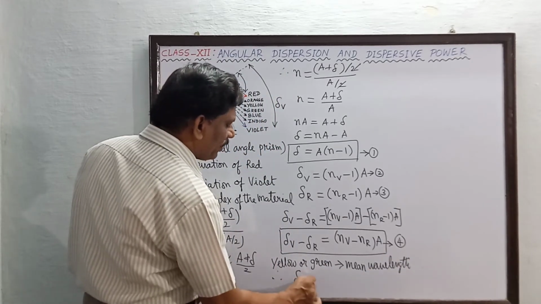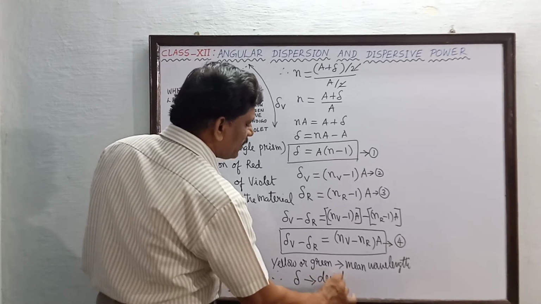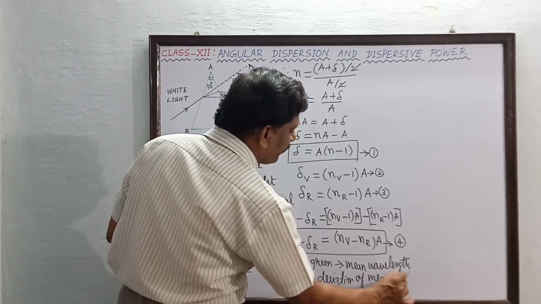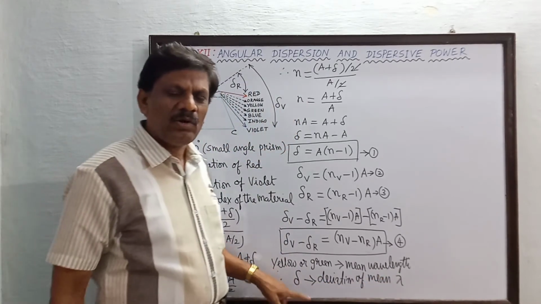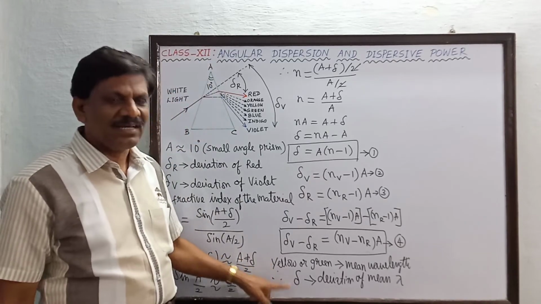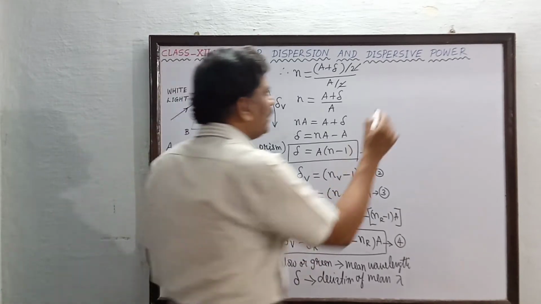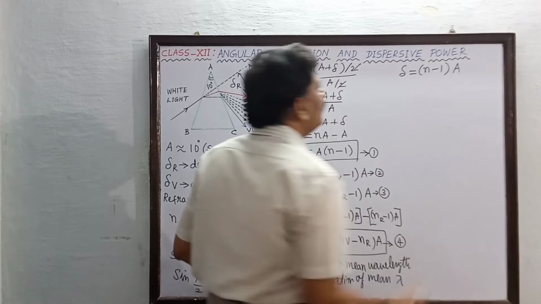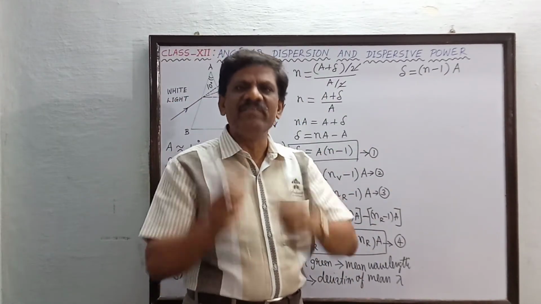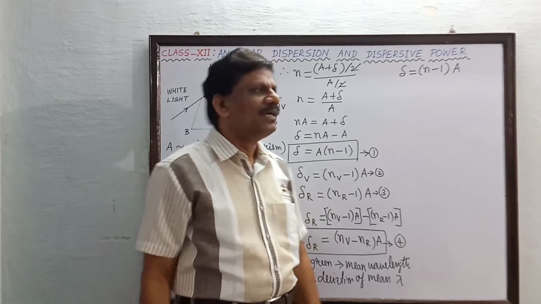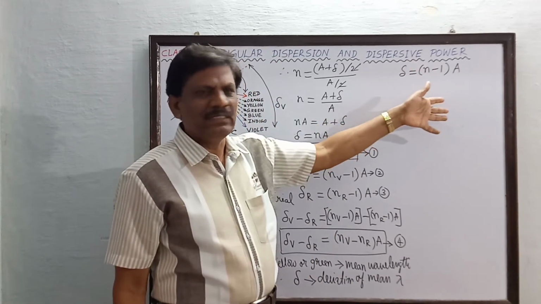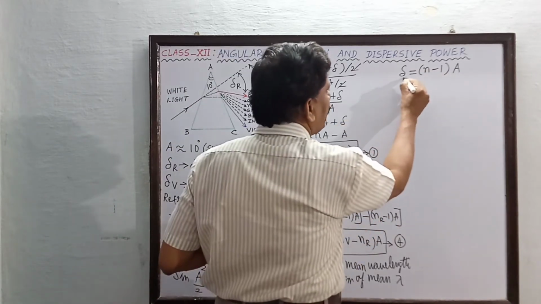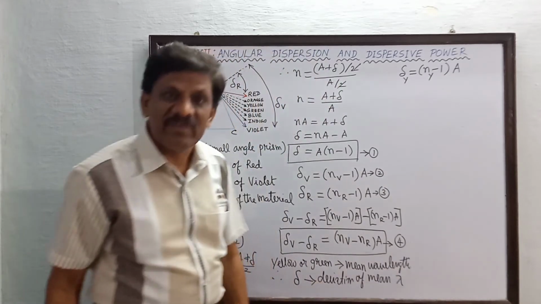Therefore, delta represents the corresponding deviation of the mean wavelength, the mean lambda. The deviation for yellow or green can be denoted by the symbol delta. Understand? So this delta for the mean wavelength is equal to (n minus 1) into A, where n is the refractive index of the prism for the mean wavelength, either yellow or green. Okay, mostly you can substitute yellow. Delta yellow is equal to (n yellow minus 1) into A, you can write. If you want, you can also write the symbol yellow here for the mean wavelength.